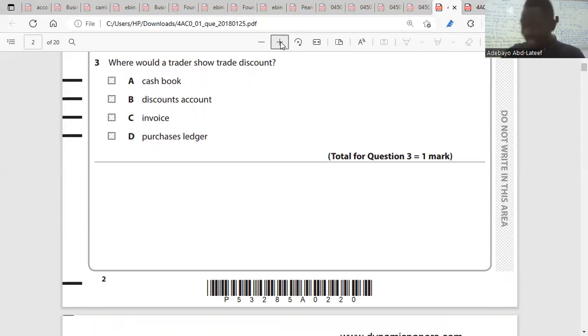So on that invoice, the trade discount you are given for the quantity you bought will be aligned there. So what I'm saying is that on your invoice, when you purchased from your supplier on credit, if you are given a trade discount, you would have been given it because you purchased maybe large quantities. Are you with me? So the value of that discount will be written on your invoice. So the answer is C. Is it clear?